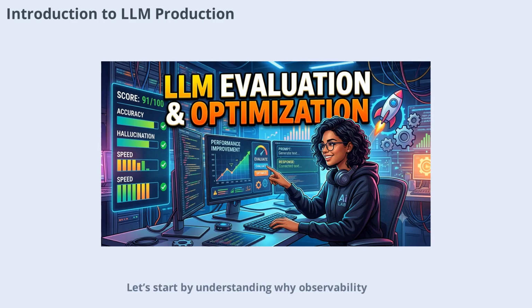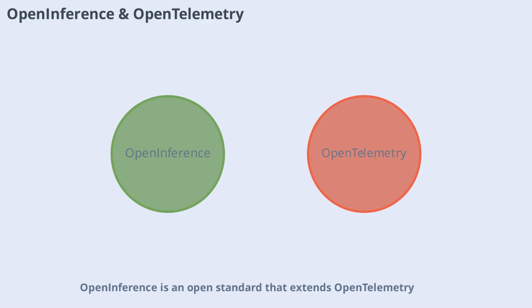Let's start by understanding why observability and traceability are foundational for production AI. OpenInference is an open standard that extends OpenTelemetry, specifically designed to trace and capture the behavior of LLM applications. It enables standardized tracking of crucial metadata such as prompt inputs, token counts, latency, and tool calls. By integrating with monitoring systems like Phoenix, Datadog, or New Relic, OpenInference provides deep visibility into how your LLMs operate in production. This level of observability is vital for debugging, performance tuning, and ensuring compliance with enterprise requirements. Let's see why this matters for your AI stack.